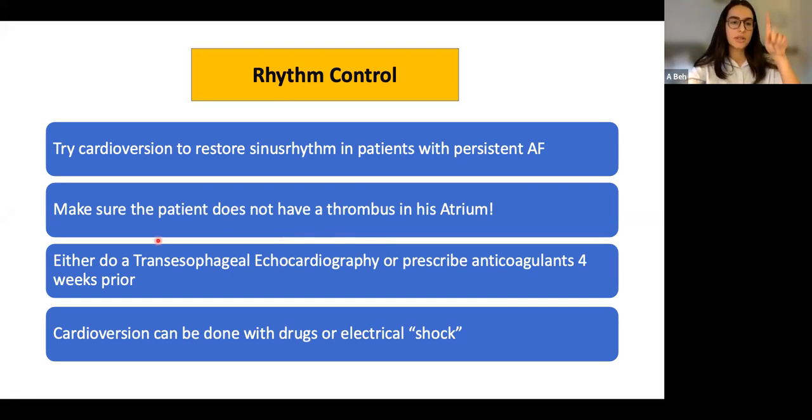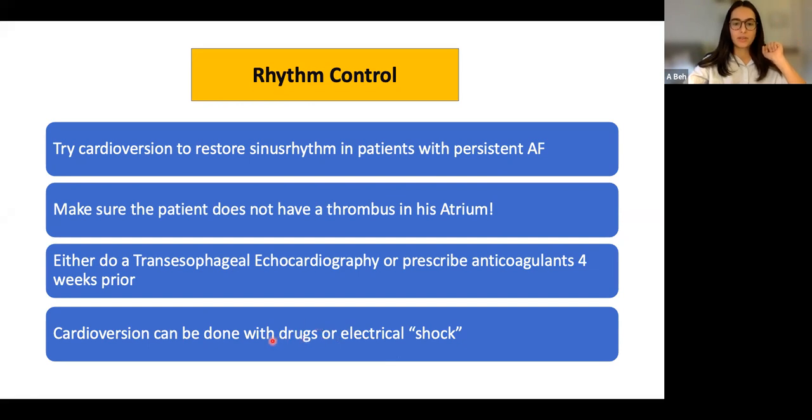How do we do this? You can either do a transesophageal echocardiography, or you prescribe anticoagulation to your patient 4 weeks prior. And it's very important then that the patient is compliant and you really trust him and he does take those anticoagulants. And if he does so, then you can safely proceed to cardioversion. Cardioversion can be done either with drugs, so in a pharmacological way, or it can be done with electrical shocking.